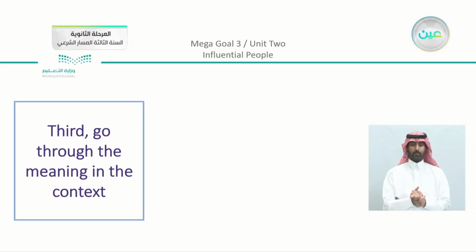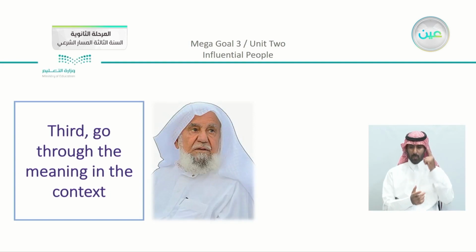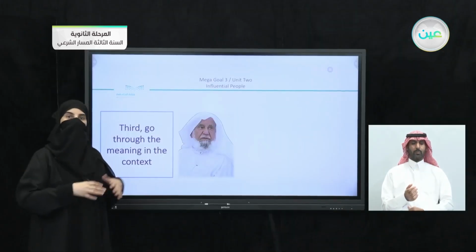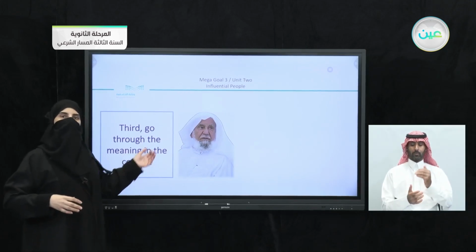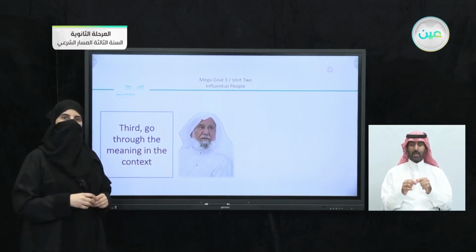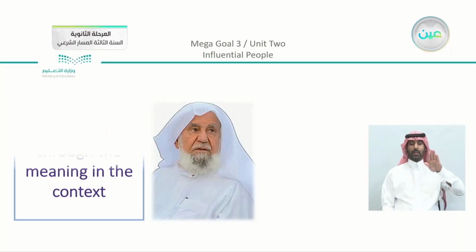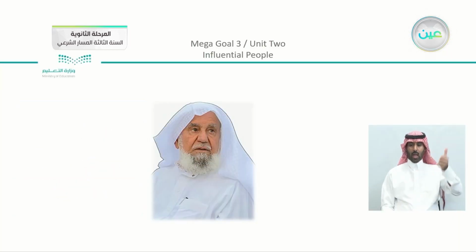Now, we have here something about this slide, if you remember. Do you recall when we said third, go through the meaning in the context? Now, we talked about the context of Mr. Ahmed, if you recall the examples, and I gave you examples from the book, from the context that we have in the book, which is about Sheikh Sulaiman al-Rajhi. Now, we are going to move on and just see what we have here about Sheikh Sulaiman al-Rajhi.